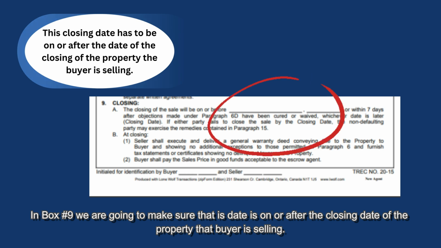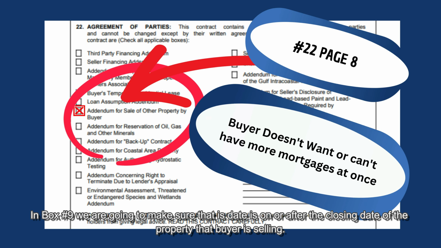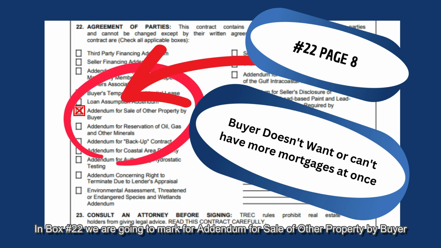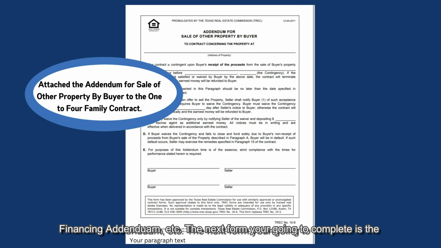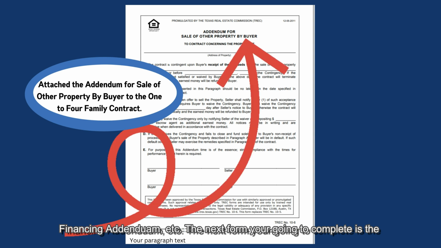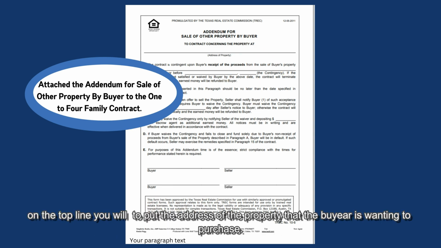In box number 9, we're going to make sure that we put the closing date on or after the closing date of the property that the buyer is selling. In box number 22, we're going to make sure that we mark the addendum for sale of other property by buyer. You'll also mark any other addendums that you need to go with this contract, like non-realty item addendum, financial addendum, etc.